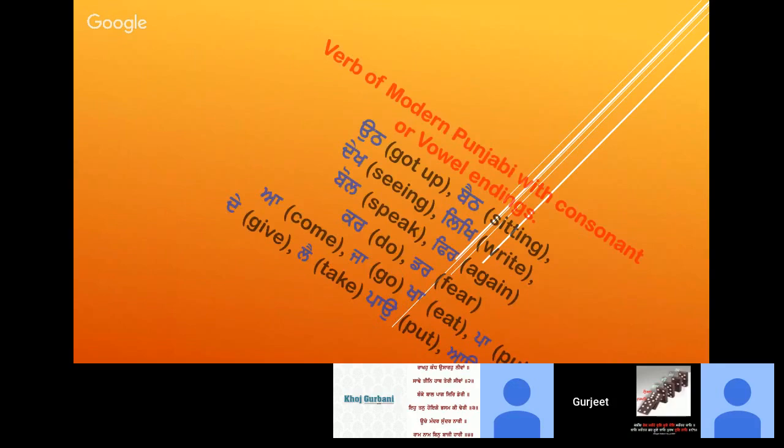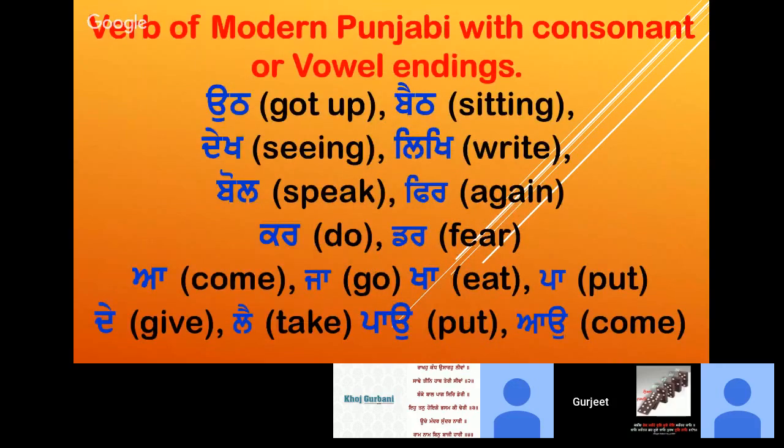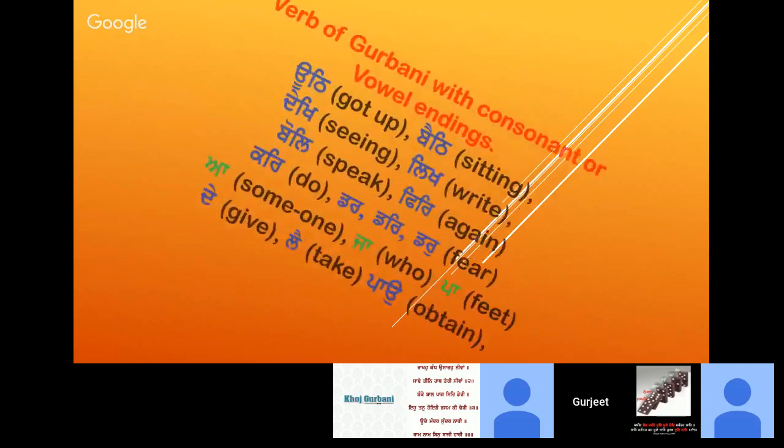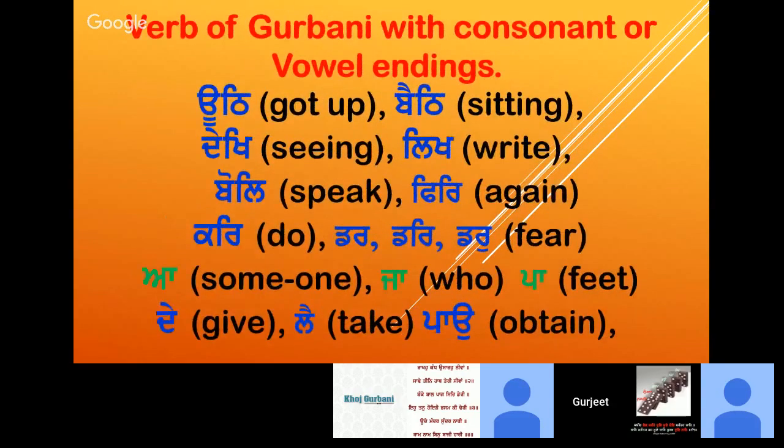These are some of the verbs written in Punjabi, which we normally call modern Punjabi. But here there is no use of any last vowel on these words. But when we see Gurbani, all words are changed. Like ut has become oot. Bat has become bat with a sihari. These are all Gurbani spellings. Dekh, likh, bol, they are always with a sihari, because if we don't put a sihari, the kar becomes a hand.